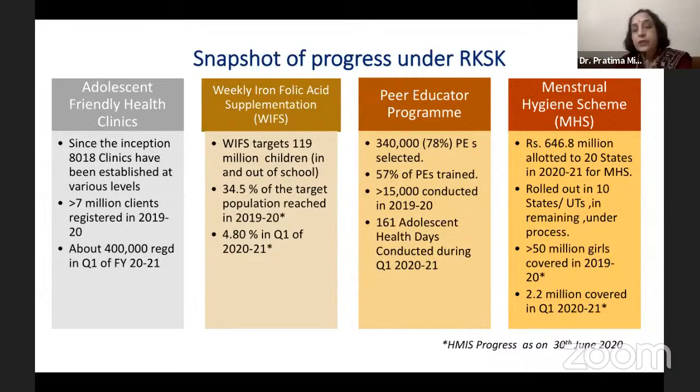Similarly, the peer educator program has not really suffered, but the WIFS program and other programs have suffered. In the peer educator program, 340,000 peers were selected, and more than 50% are already trained. They conducted more than 15,000 adolescent health days in 2019-20, but this time, due to COVID, only 161 adolescent health days were celebrated all over the country. A lot of funds have been released to the states for the menstrual health scheme, and more than 50 million girls were covered in 2019-20, but the number has reduced this year to about 2.2 million. So you see broadly that the coverage and footfall of all these services for adolescents have really gone down during the COVID pandemic.